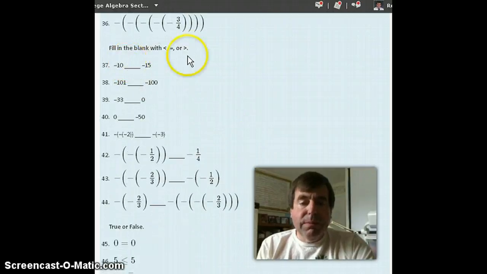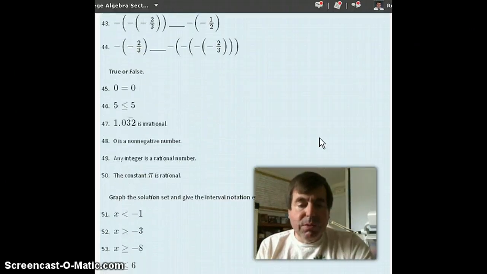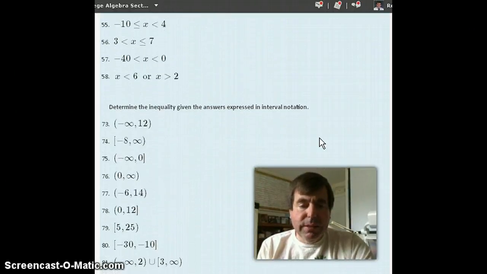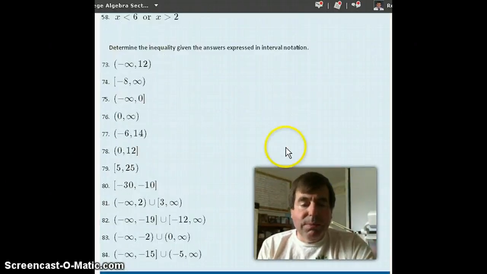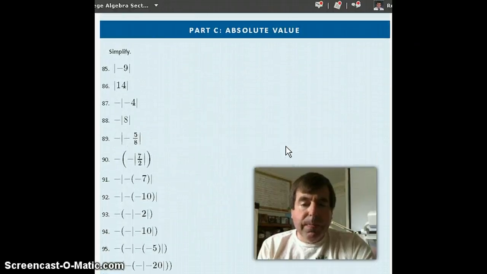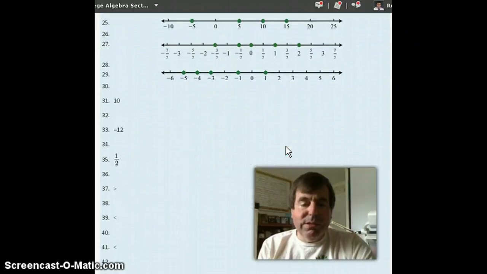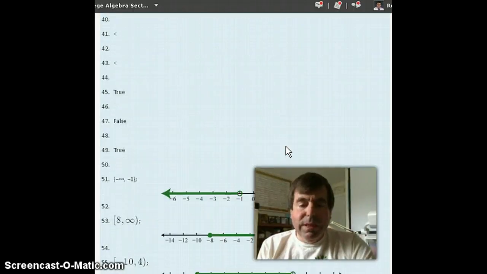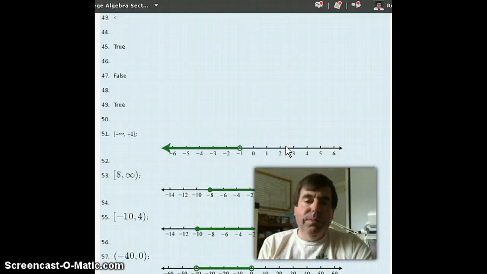All right, so this is talking about using the inequality symbols. Put the correct symbol given those problems, true or false. Okay, now this talks about using interval notation. Please make sure you read up on interval notation. These are questions related to absolute value. Here's some discussion board questions, and then here are your answers to your assignment. I think this is great. I really do believe this is going to help you.